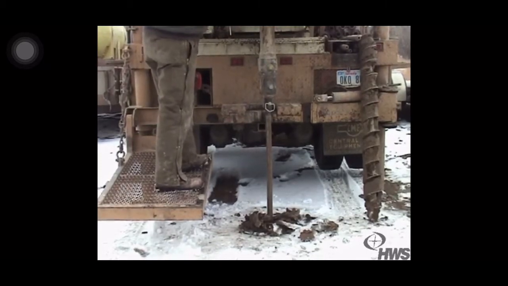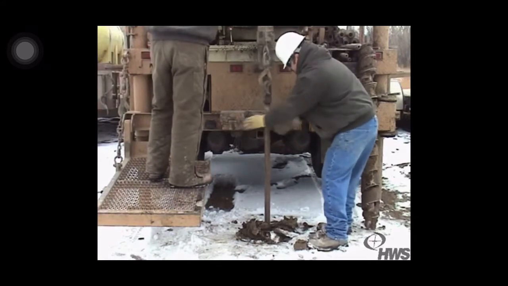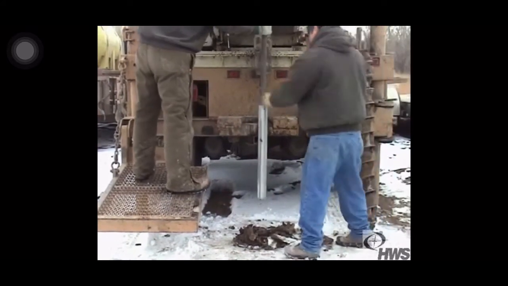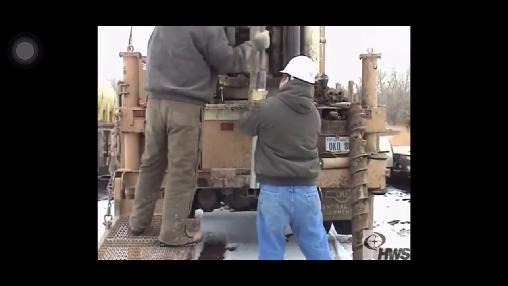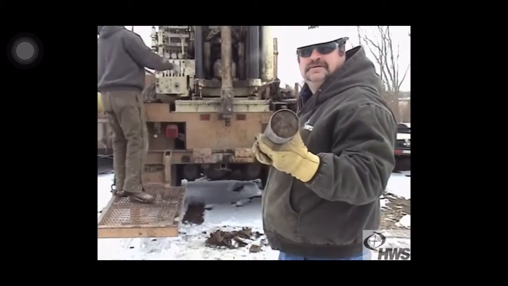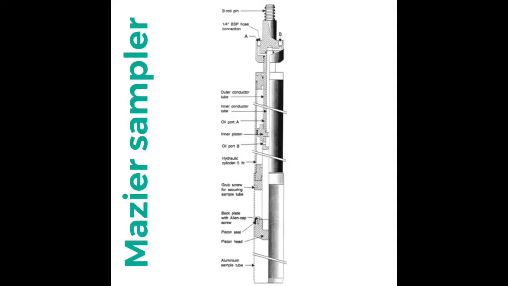The advantages are that it can obtain an undisturbed sample of fine-grained soils such as silt and clay, and it is relatively common and inexpensive to collect. But the disadvantages are one test per sample tube, and it cannot advance the sampler in medium to coarse grain soil or bedrock. The last test for undisturbed sample is the Mazier sampler.